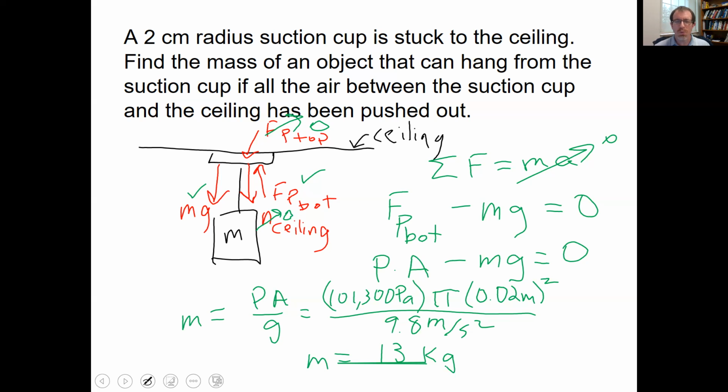Why is that? It's because we can't get a perfect vacuum in between the suction cup and the ceiling. But this does at least give us an idea of how to treat objects when we've got different pressures on either side of an object. And this is, in fact, how suction cups work.